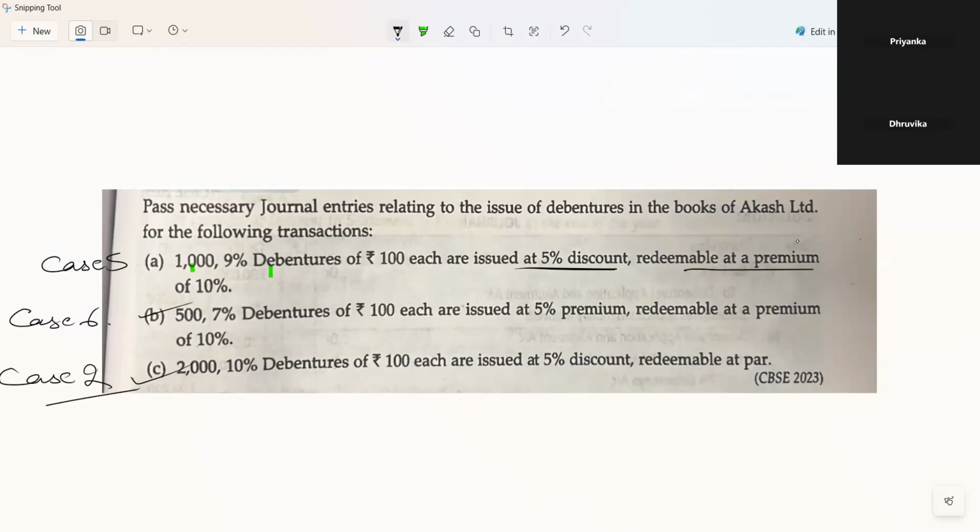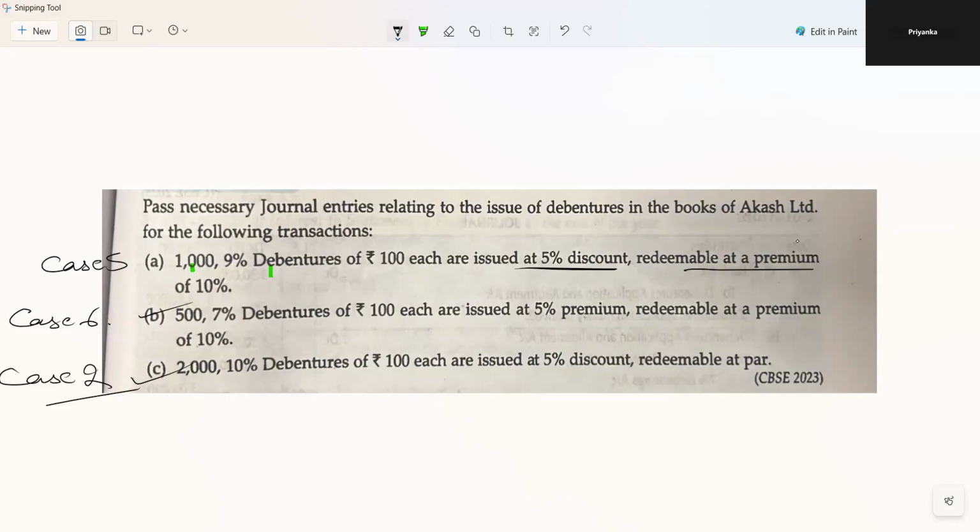So I have told you all the journal entries relating to all these cases. So let's pass the journal entries. We are going to prepare a proper journal, so make sure you make a proper journal of all the questions whatever we are doing. Write it down: date, particulars, ledger folio, debit, credit. Proper format is very, very necessary while doing any kind of questions.